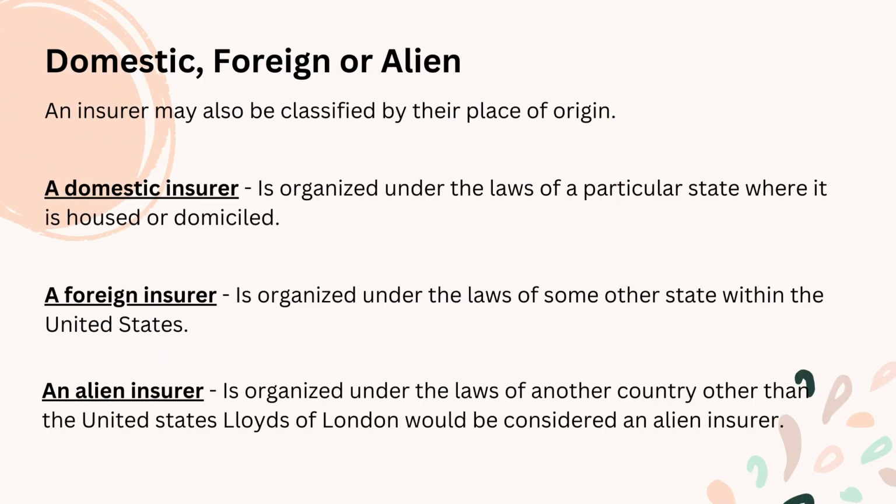Domestic, foreign, or alien. An insurer may also be classified by their place of origin. A domestic insurer is organized under the laws of a particular state where it is housed or domiciled. A foreign insurer is organized under the laws of some other state within the United States. An alien insurer is organized under the laws of a country other than the United States. Lloyd's of London would be considered an alien insurer.